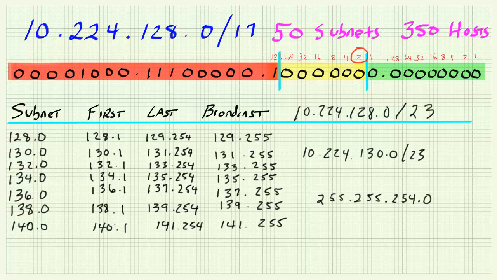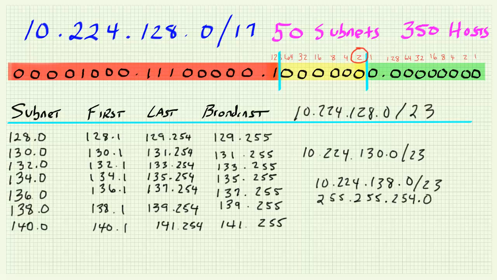So if we were to pick one of these subnets and hand it off to the network administrator at one of the locations, let's say the 136.0 subnet, we could simply write, just for example, 10.224.138.0 with a 255.255.254.0 mask, or we could write /23. That's exactly the same thing. It's just 2 different ways of expressing the same value.